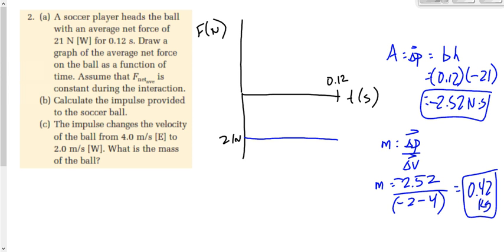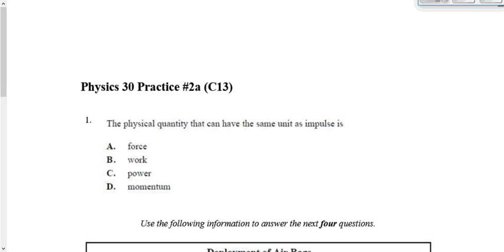All right, we had a number of multiple choice questions that I asked you to work on last night as well. Practice question sets 2A and 2B. All right, our multiple choice questions from practice questions 2A. We're going to go over all of these here, starting with question number 1. The physical quantity that can have the same unit as impulse is? That's going to be momentum, right? If impulse is the change in momentum, then it's going to have the same units of momentum, right?